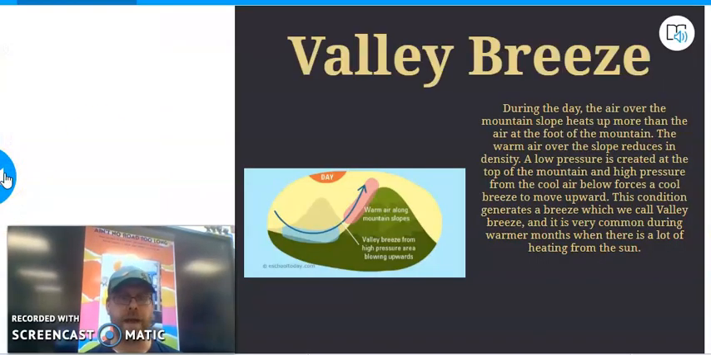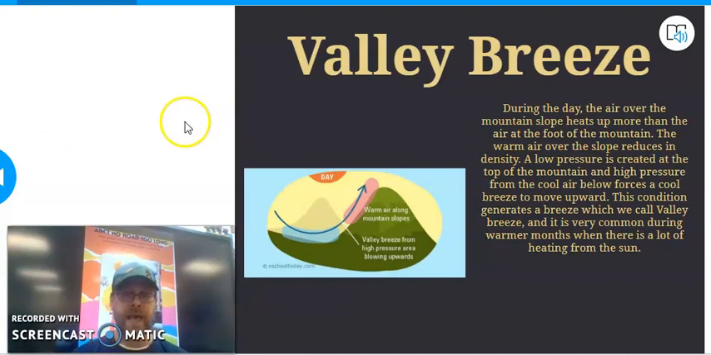I want to talk about valley breezes. Now, excuse me, just looking at the picture, I'm already seeing something that I'm not used to. I'm seeing some cold air moving upwards. But we need to talk about why that happens. So during the day, the air above the mountain is going to heat up faster than the valley down below. Some of that is because of the shadow that the mountain casts. And just some of the heat's going to reach the top of the mountain first and foremost.